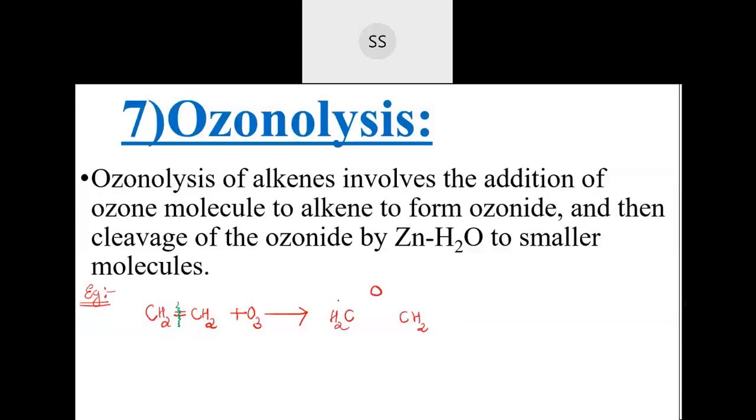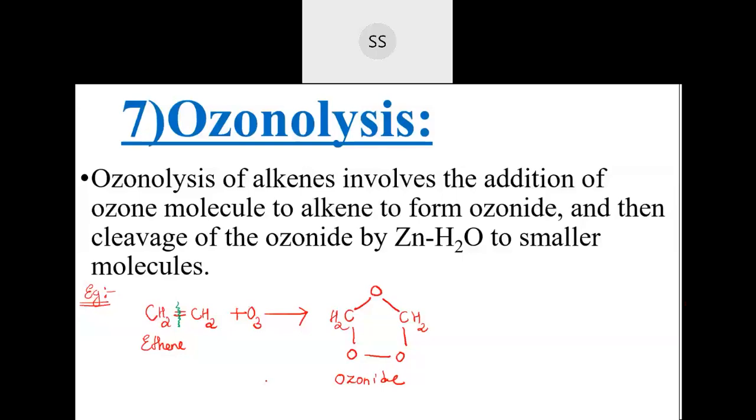During the reaction, some rearrangement happens. The ozone gets added first initially, then some rearrangement takes place. Finally, one oxygen comes over here and the remaining two oxygens are down. It forms a cyclic compound. This is what we call ozonoid. If you are taking ethene here, then the ozonoid formed is called ethene ozonoid.